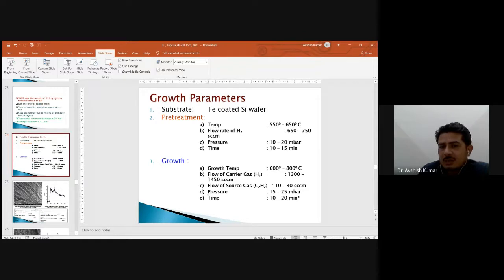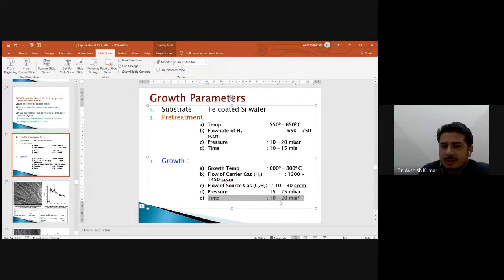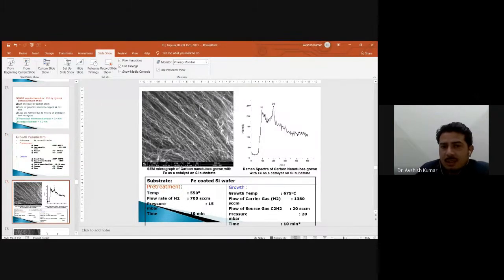Two or three things: growth time is important here, you need to keep it between 10 to 20 minutes, and in between this you can optimize. Pre-treatment is also important, and here is another important point: I have not used ammonia in this case for the synthesis. We have used only hydrogen as a carrier gas.